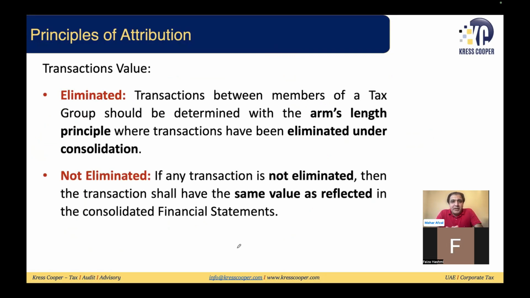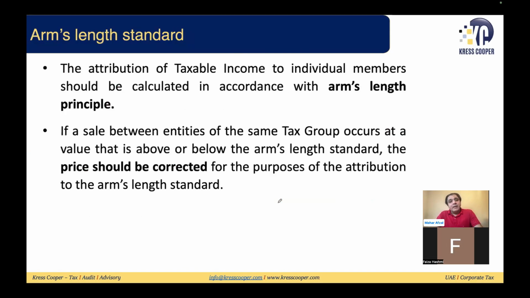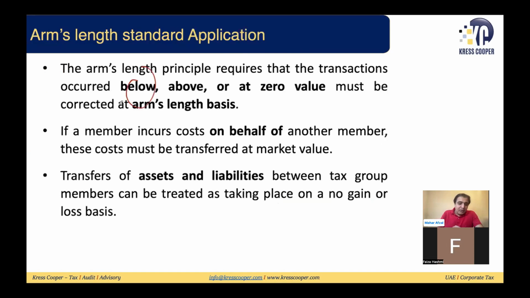Where transactions are being eliminated, we need to assess the arm's length value and follow the arm's length principle. If transactions are not being eliminated, then we need to take the value reflected in the consolidated financial statement. What is the arm's length standard? We need to assess the fair market value. There is a possibility the price is below, above, at zero, or without any consideration. Then we need to assess the fair market value, and we know the different benchmarking techniques. How can we assess the fair market value? There are five different methods.